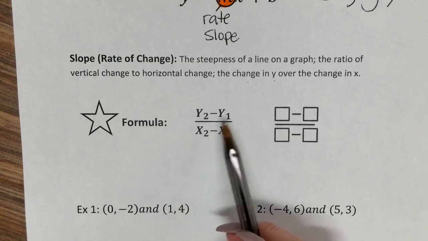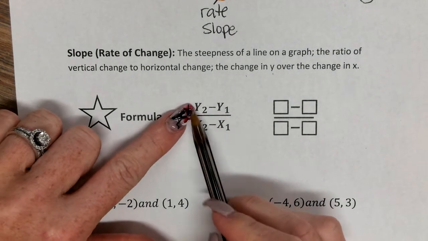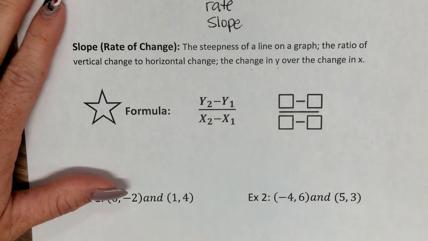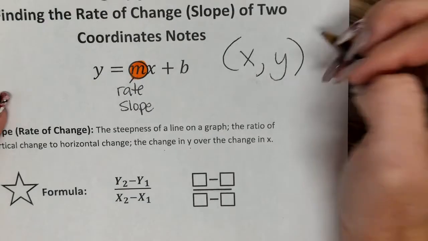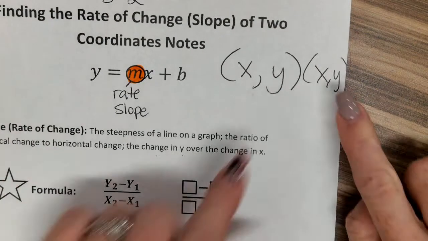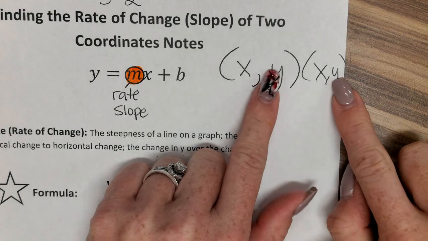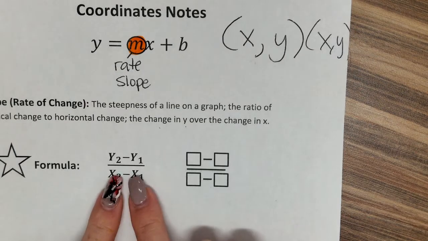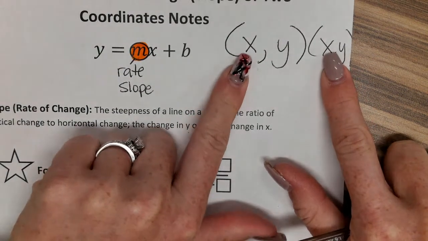So here is your formula. It is the change in y, y2 minus y1. So if you have two pairs of coordinates, it's these two y's subtracted from each other. And then what's it over? The two x's subtracted from each other.